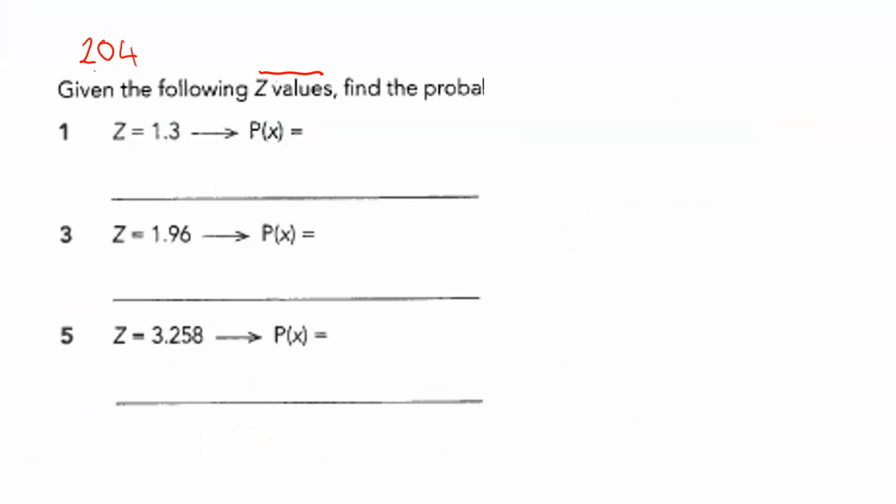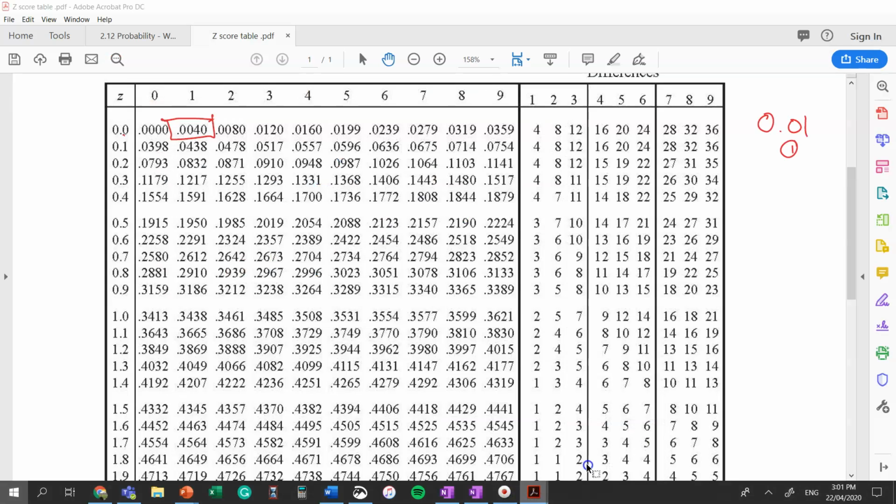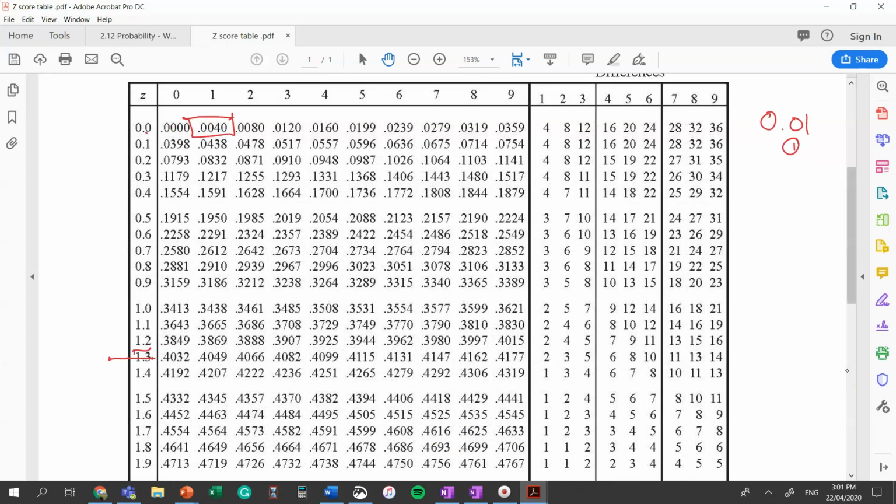If we take a look at our question again, it's asking us what is the probability, which is what this means. That just means probability of x. What is the probability when the Z score is 1.3? So going back to our table, what we have to do is go down to 1.3.